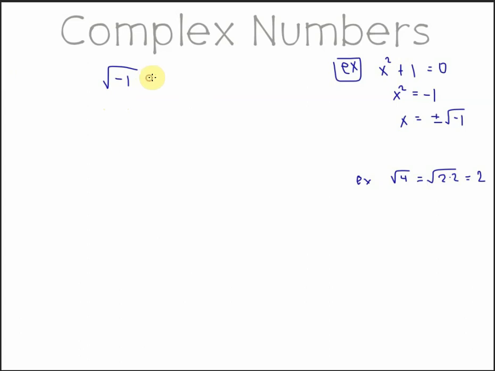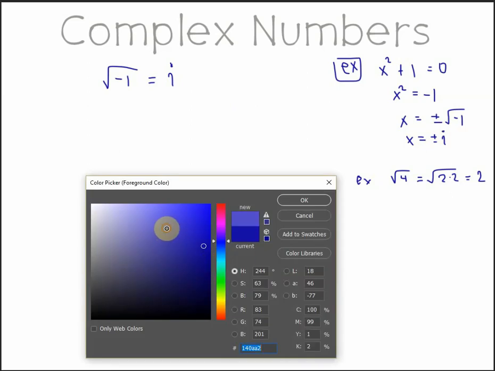So that's where we introduce i. Okay, the square root of -1 is i. So then here, this would become x equals plus or minus i, okay? And i is this imaginary number. Okay, so let's look at how we use i and how we write it.